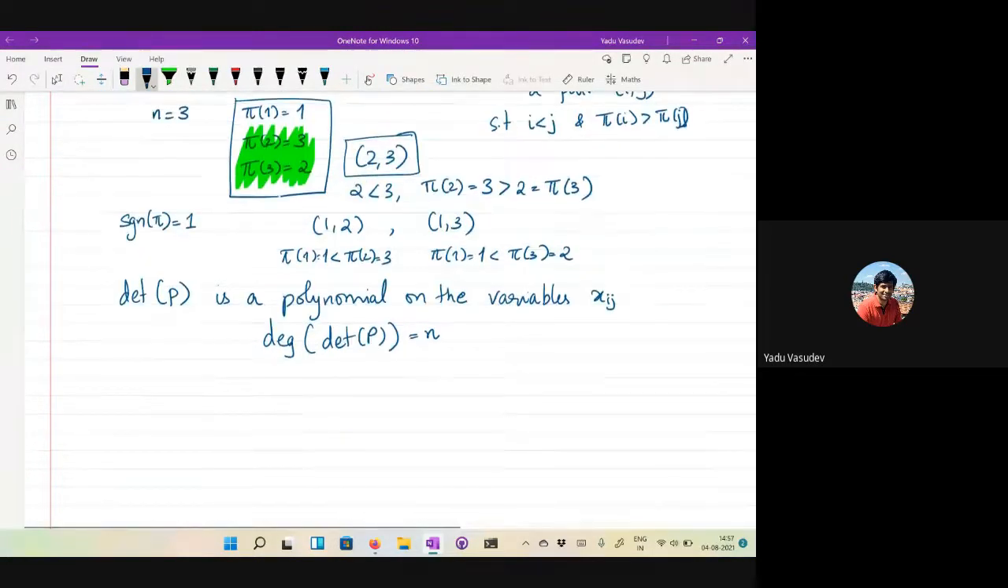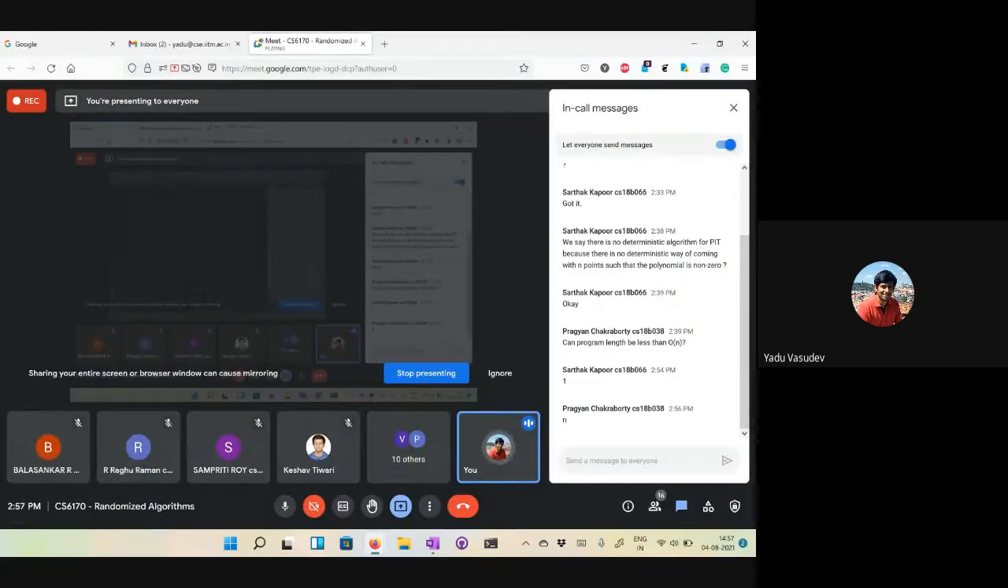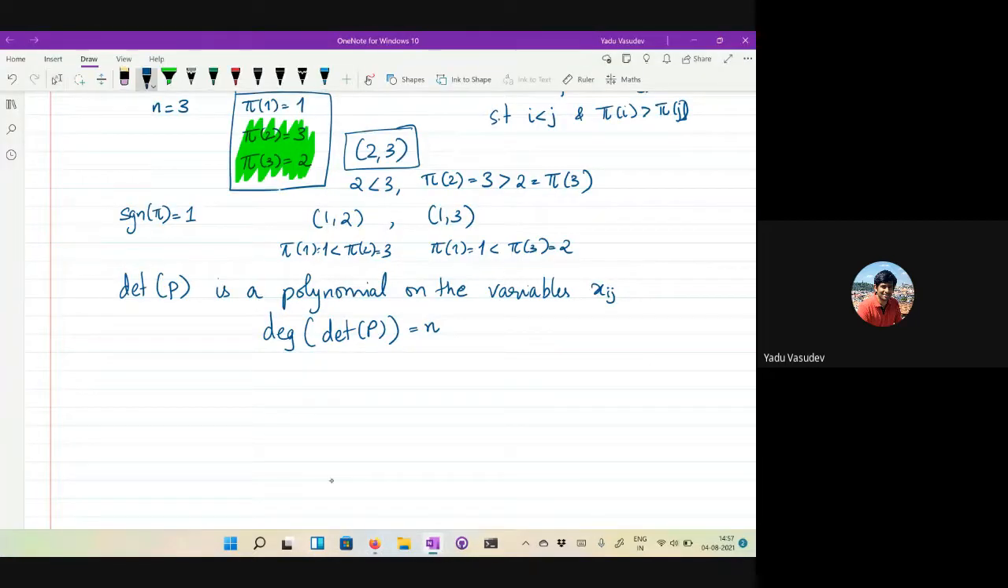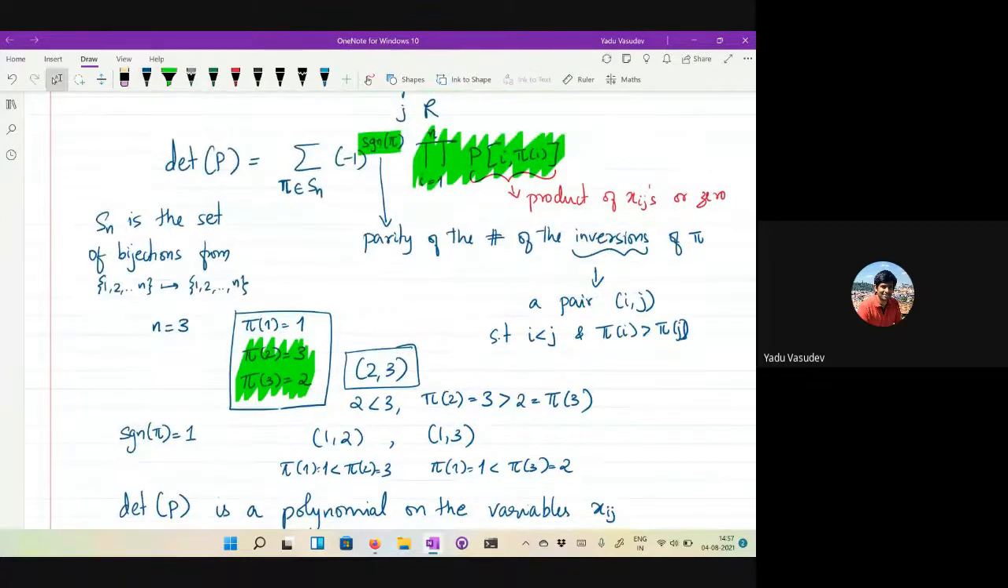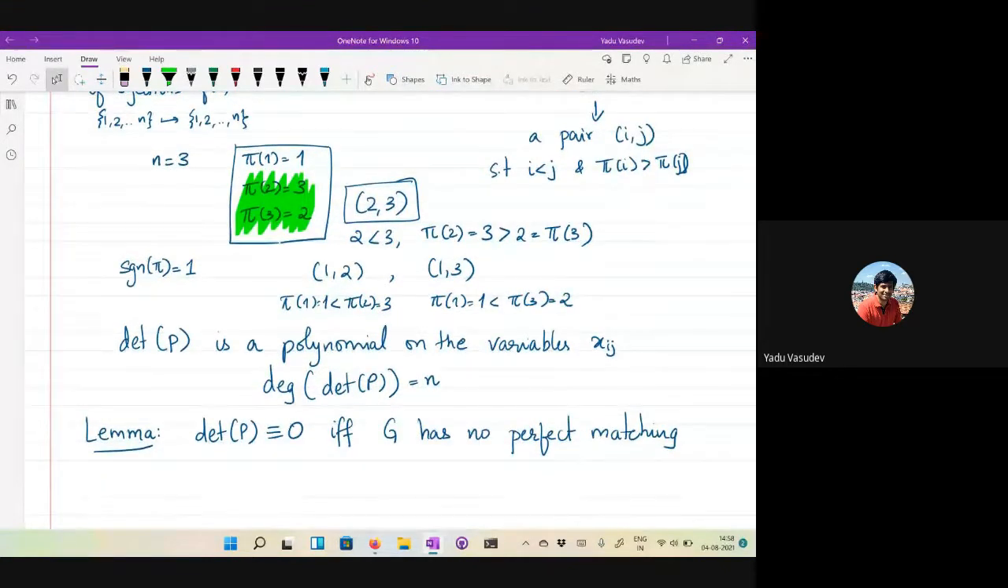And if you notice carefully, you can observe the following. This is a small lemma, we'll write it as a small lemma. Determinant of P is identically 0 if and only if G has no perfect matching. So this polynomial that we have just constructed, the determinant polynomial obtained from the Edmonds matrix, is identically 0 if and only if G has no perfect matching.